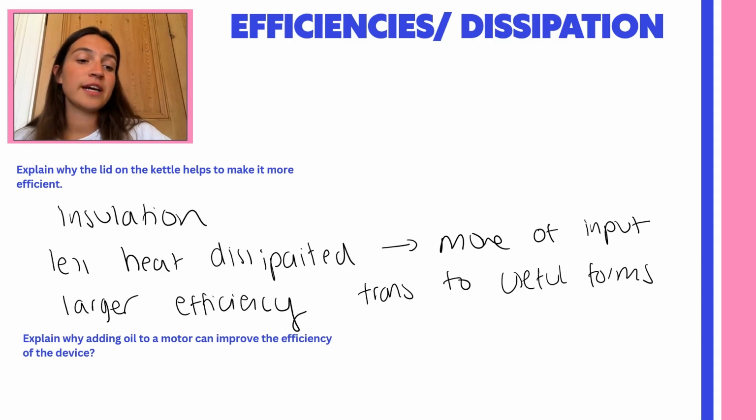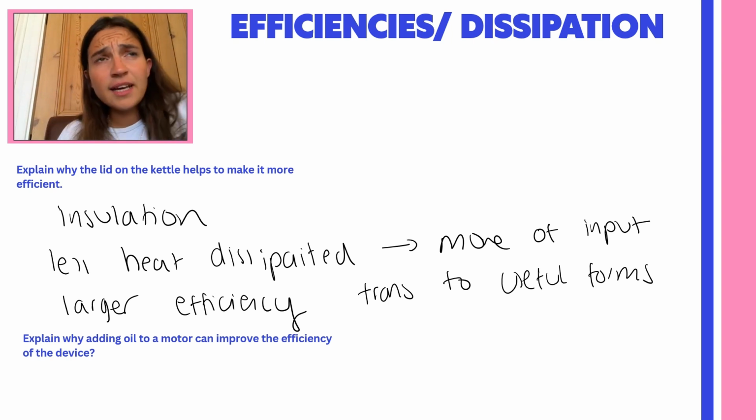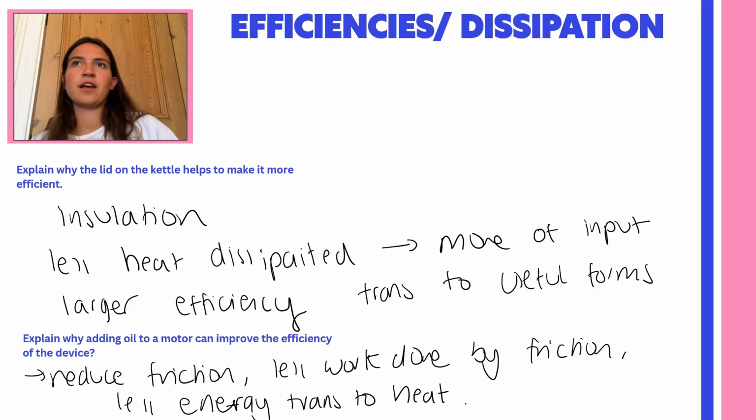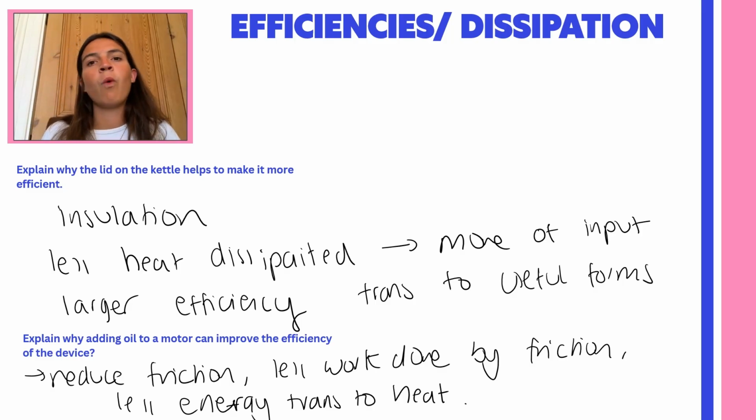Okay, and the second question, explain why adding oil to a motor can improve the efficiency of the device. So now, what is the oil providing? And you might want to talk about the fact that the oil is a lubricant. And the importance of that, of course, is to help reduce the friction of your motor. So you always want to establish that it's all about reducing the friction here because you're using this lubricant. And then you want to go on to explain why reducing the friction would affect the efficiency.